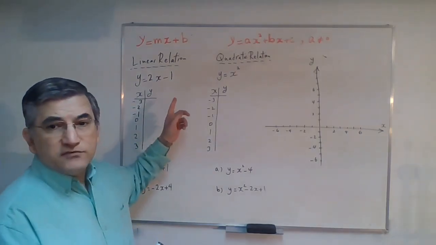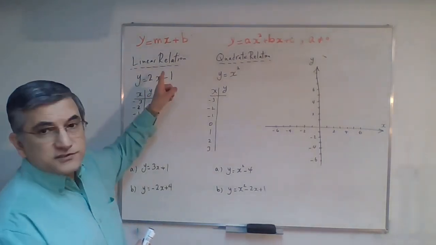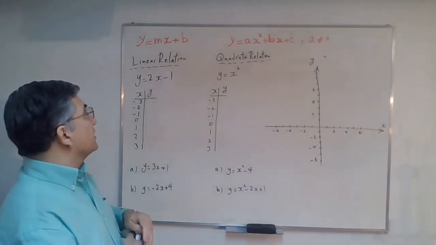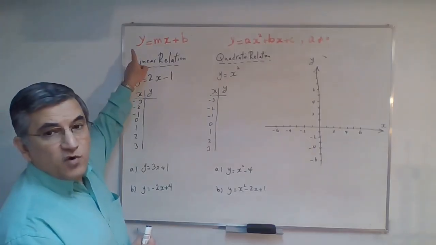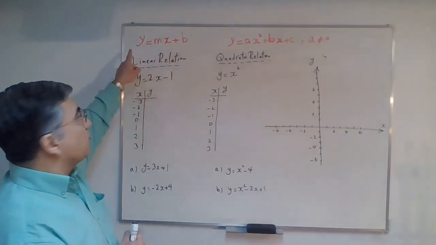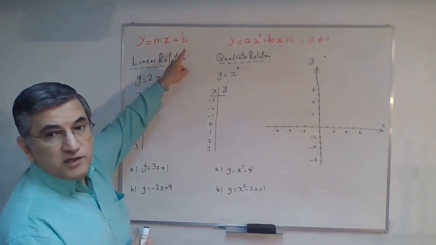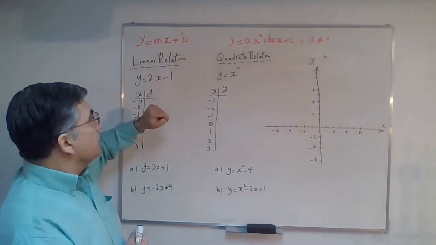So in grade 9, if you recall, you learned about linear relations. That's what you learned in grade 9. Even in grade 10 applied, you learned about it. And the equation was in the form of y equals mx plus b. Y was the dependent variable, x was the independent variable, m was the slope, and b was the y-intercept.